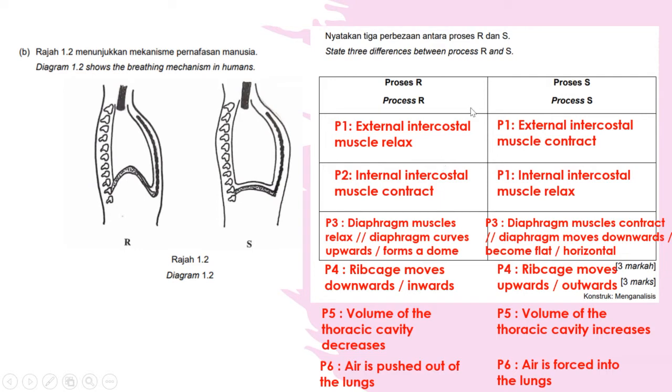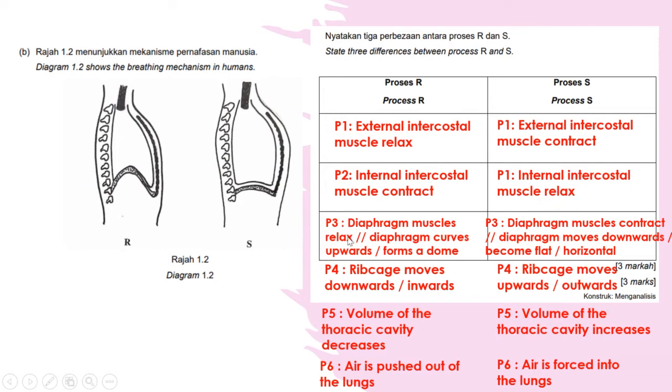And then the opposite occurs in process S. External intercostal muscle contracts during inhalation. So at least you can remember one characteristic, and for process S, it is opposite. If the external intercostal muscle relaxes in R, the opposite occurs in process S, which is the external intercostal muscle contracts. Then point number 2, internal intercostal muscle contracts in R, and here internal intercostal muscle relaxes in S. When one contracts, the other one will relax.